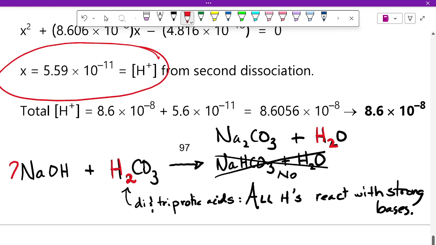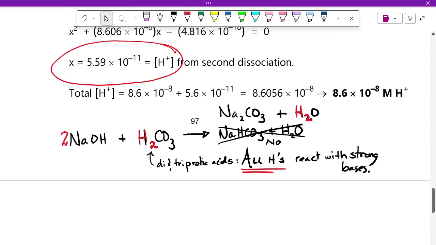And we would need 2 of these. Yeah? So all the hydrogens react with strong bases. So you end up ripping off all the hydrogens because a strong base is good at grabbing them. So when we get to Unit 5, I will remind you of that again: when it's by itself, only the first dissociation matters because it is dissociating on its own. When it is reacting with a strong base, the whole thing goes to completion because the strong base is busy ripping those hydrogens off of there.